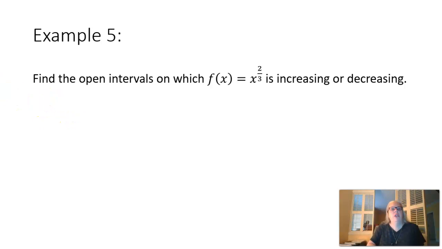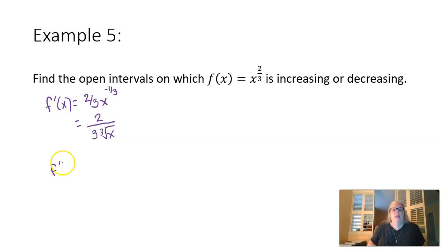The first thing we want to do is find the first derivative. So f prime of x is going to be 2/3 times x to the power of negative 1/3. And if we clean that up a little bit, it's going to be 2 over 3 times the cube root of x. And it would be the cube root of x to the power of 1, but we don't have to actually put that on there. So there's our first derivative.